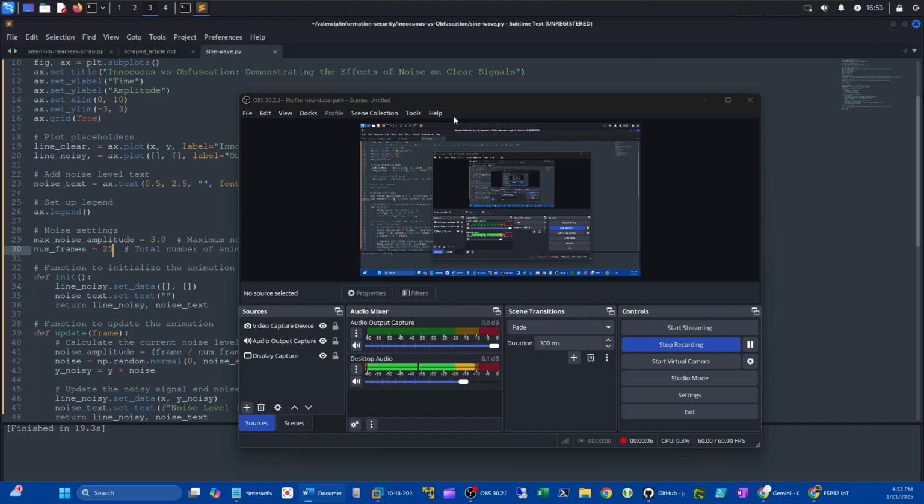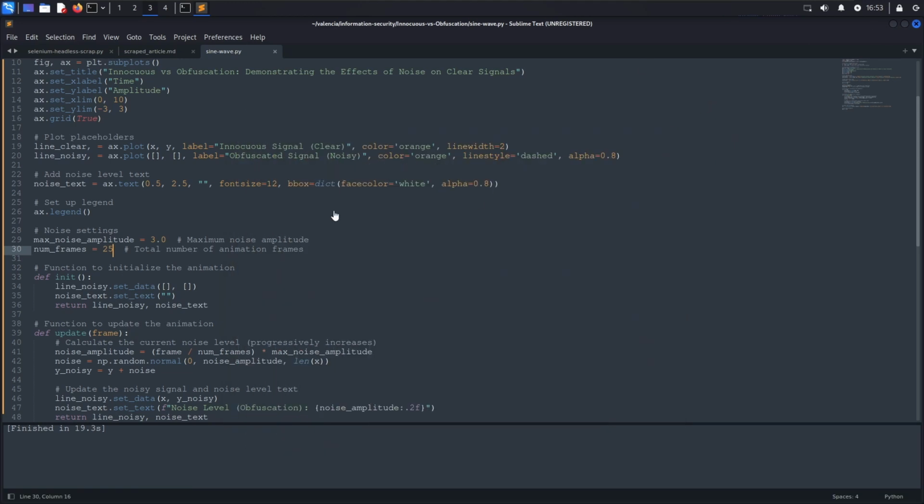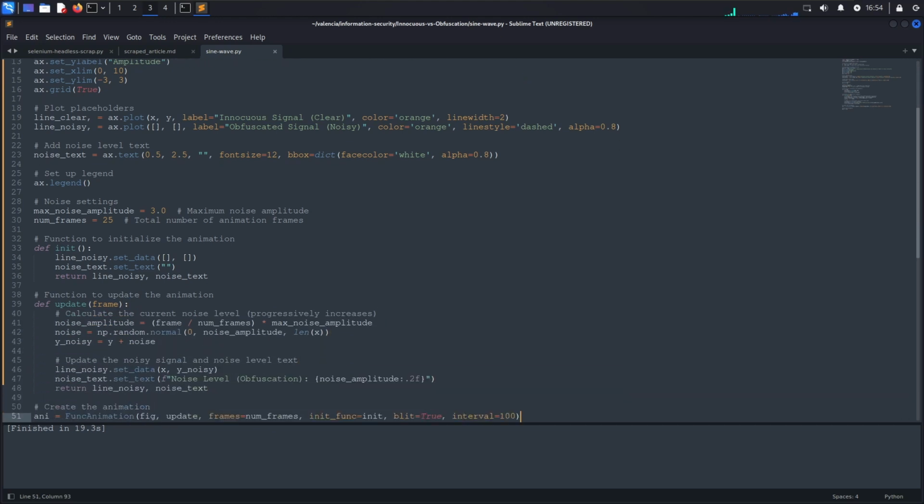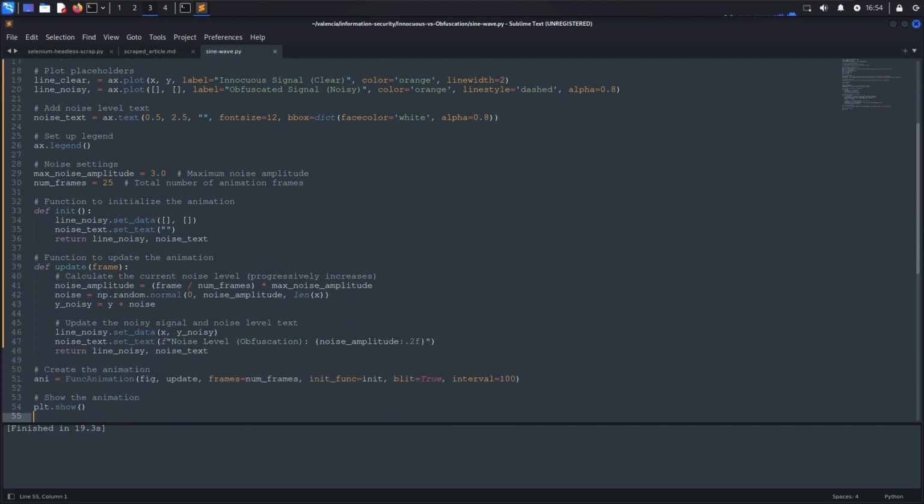CompTIA Security+ Visualization: Innocuous versus Obfuscation. Overview. This project demonstrates the concepts of innocuous and obfuscation, essential terms in the field of cybersecurity, particularly in the context of the CompTIA Security+ certification.